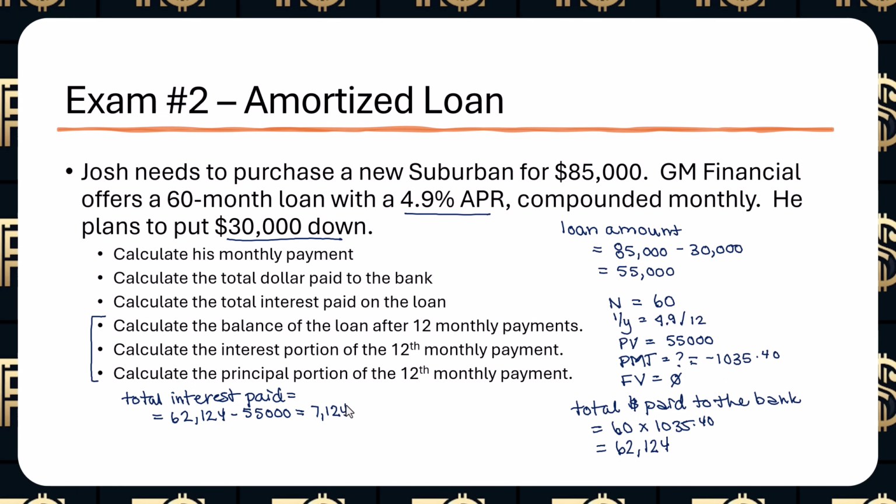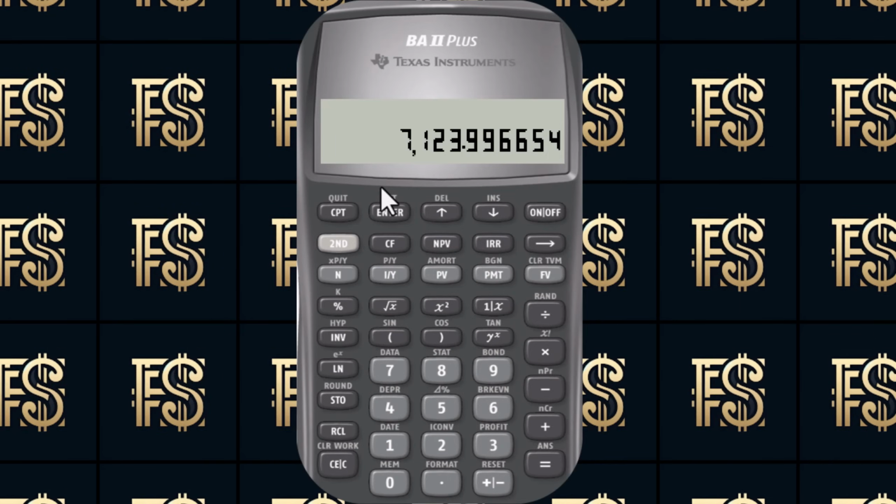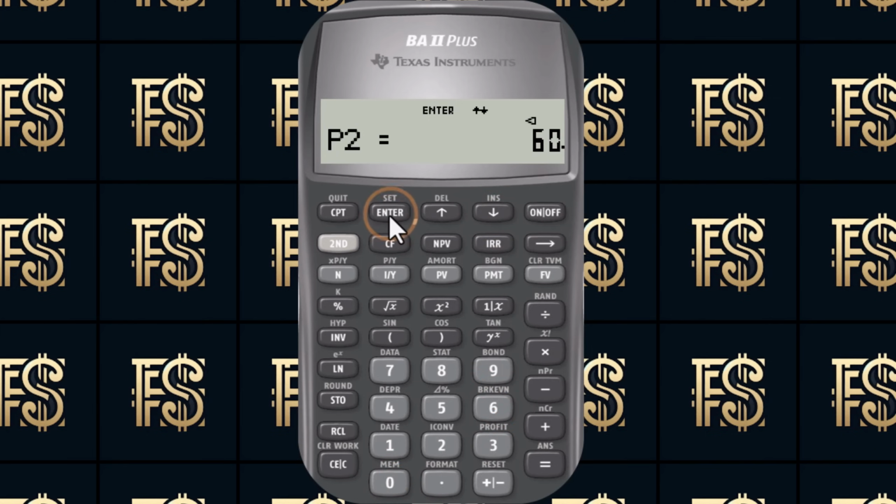Now, we can get to this exact same answer through the amortization worksheet within the financial calculator. To do that, we will enter the amortization worksheet through the PV button by hitting second PV. We have two key inputs here, P1 and P2. If I want to know the total interest paid over the entire loan without doing these extra calculations, I would simply change P2 to 60 because that's the entire term of this loan.